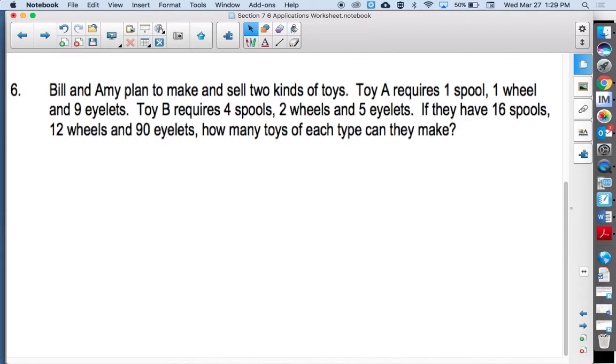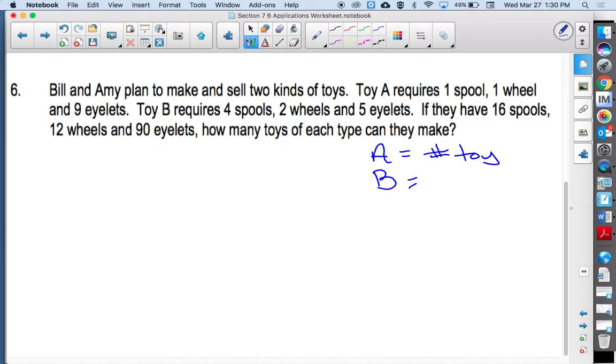So Amy and Bill are making 2 types of toys, Santa's Workshop toys. Toy A has a spool, a wheel, and 9 eyelets. Toy B has 4 spools, 2 wheels, 5 eyelets. Libby, what do you have here? It's Hermie. And he wants to be a dentist, right? Yeah. Did you Google it? Yeah, I did. Thanks, Libby, I appreciate it. So how many toys of each type can they make? Again, I use A and B, but you don't have to use A and B. So number of toy A, number of toy B.